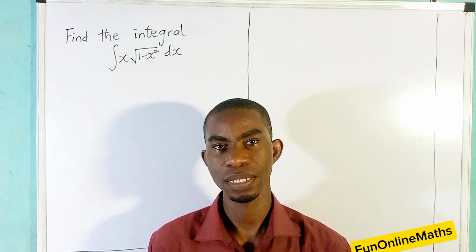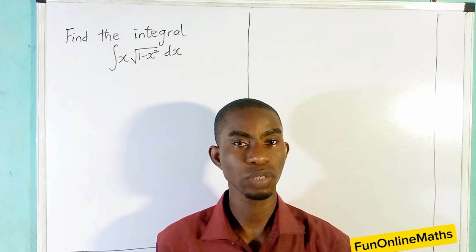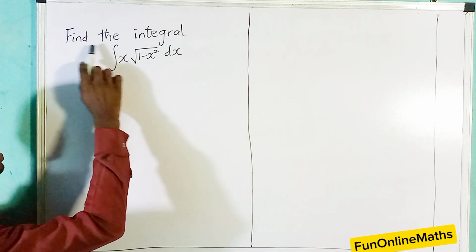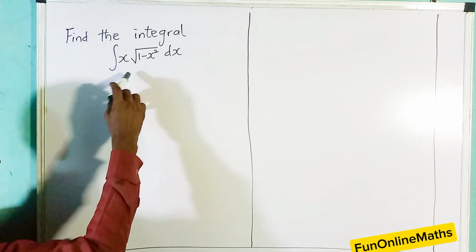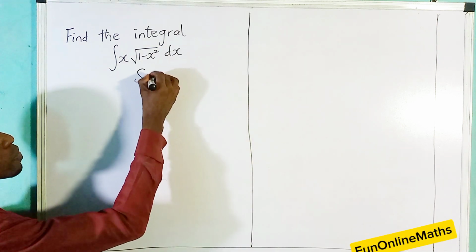Welcome to Fun Maths. Today we are looking at an integration problem using integration by substitution. The problem says find the integral of x root of 1 minus x squared dx.